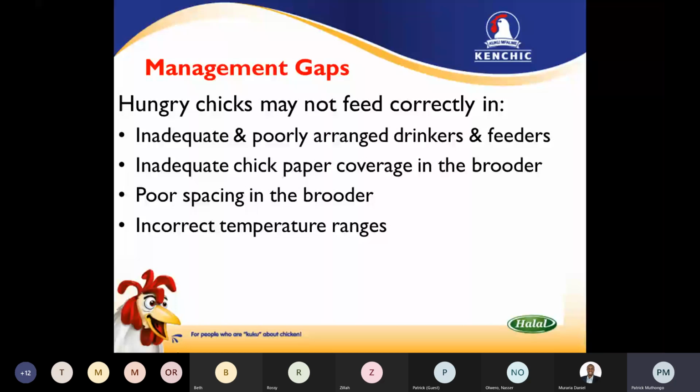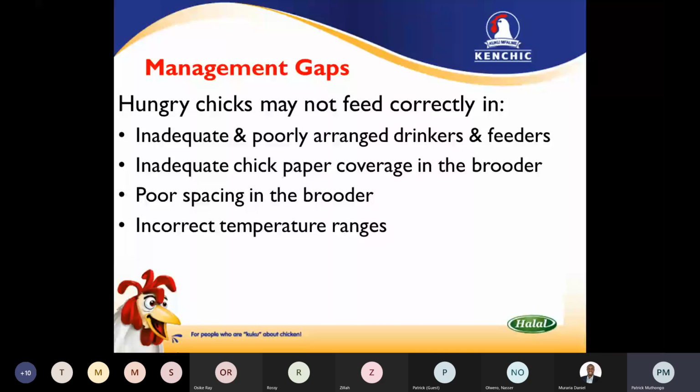So having adequate equipment, this is what we call a poverty in plenty. Yeah, there is poverty in your brooder, but at the same time you have plenty of equipment, simply because they have not been arranged in a proper manner. Ideally, kifaranga wako hafai kutembea ama kutafuta maji in more than a meter. Hafai kutafuta chakula na maji in more than a meter distance.